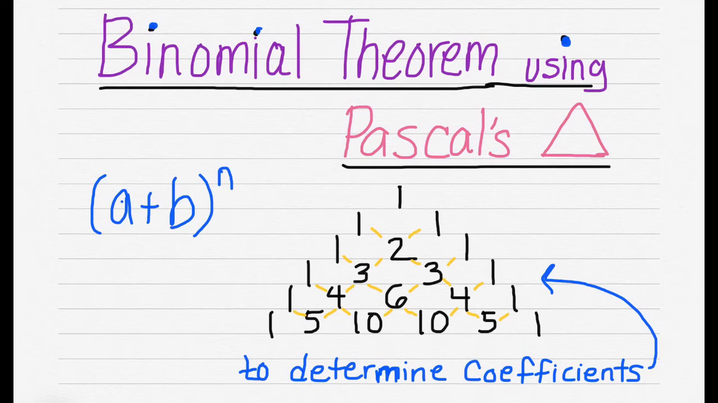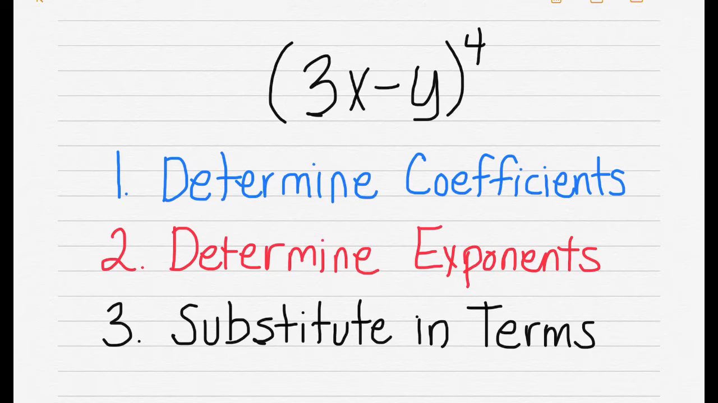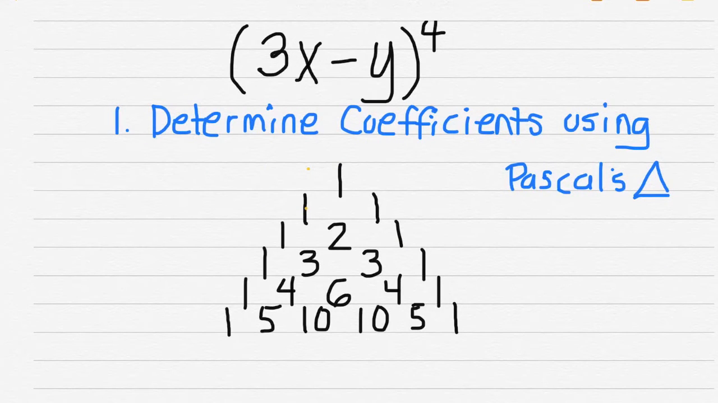This video is going to be on the binomial theorem using Pascal's triangle. So the process we're going to use to solve 3x minus y to the fourth power is to first determine the coefficients, and we're going to use the Pascal triangle to do that. And then second, we're going to determine what our exponents are on our variables, and then we're going to substitute in the terms. So let's just start by determining our coefficients using Pascal's triangle.